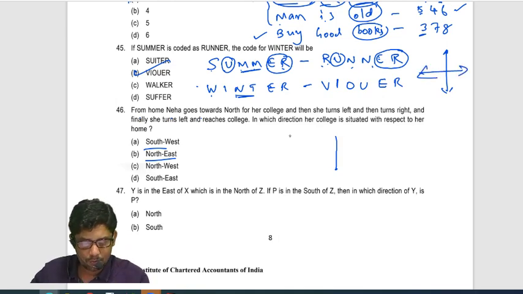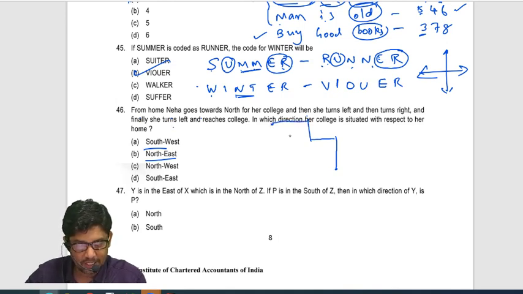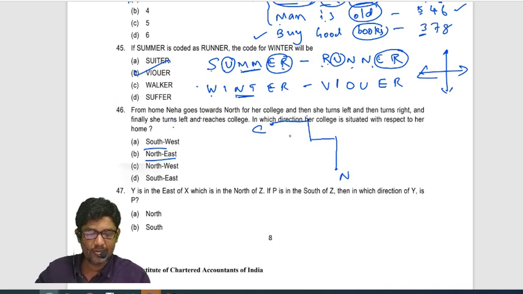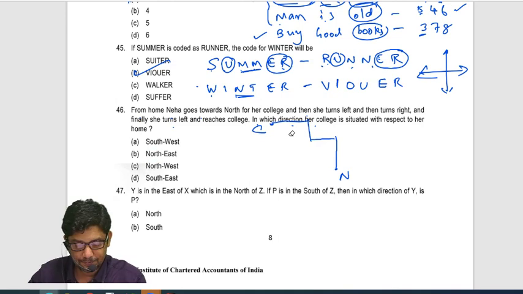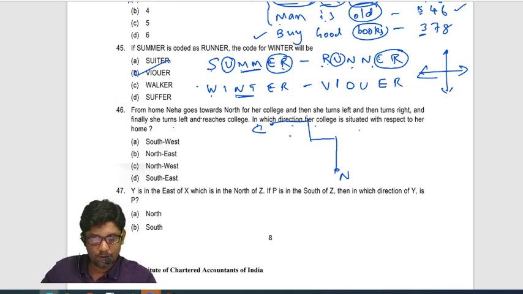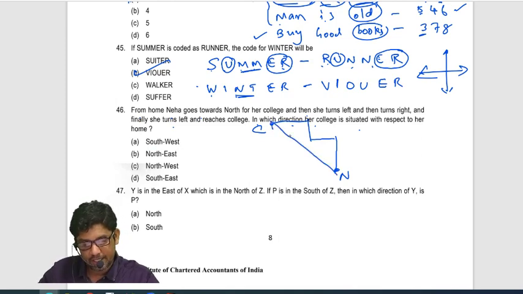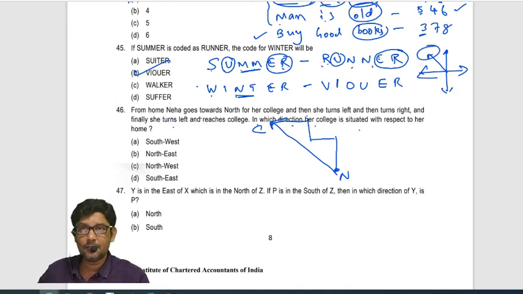Okay, now her college, and then she turns left. Left means this is your left. And then she turns right. This is your right. And finally she turns left. Yes, again she turns left. Now she reaches college. This is her college. This is Neha's home. Now, in which direction is her college situated with respect to her home? From here, the college is here. According to our directions, is this what we have to take, my dear? So now tell me, this is which direction? North-west. That's it.